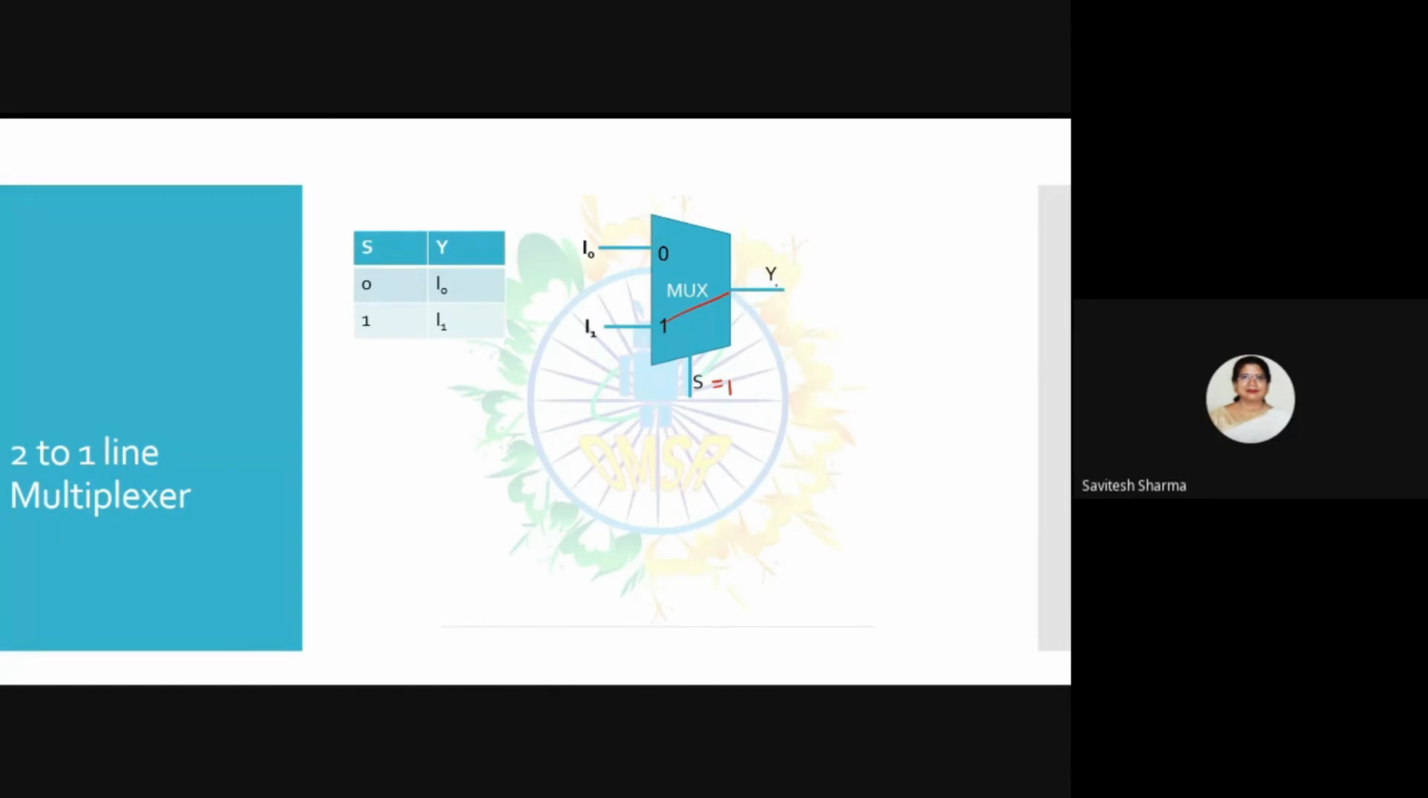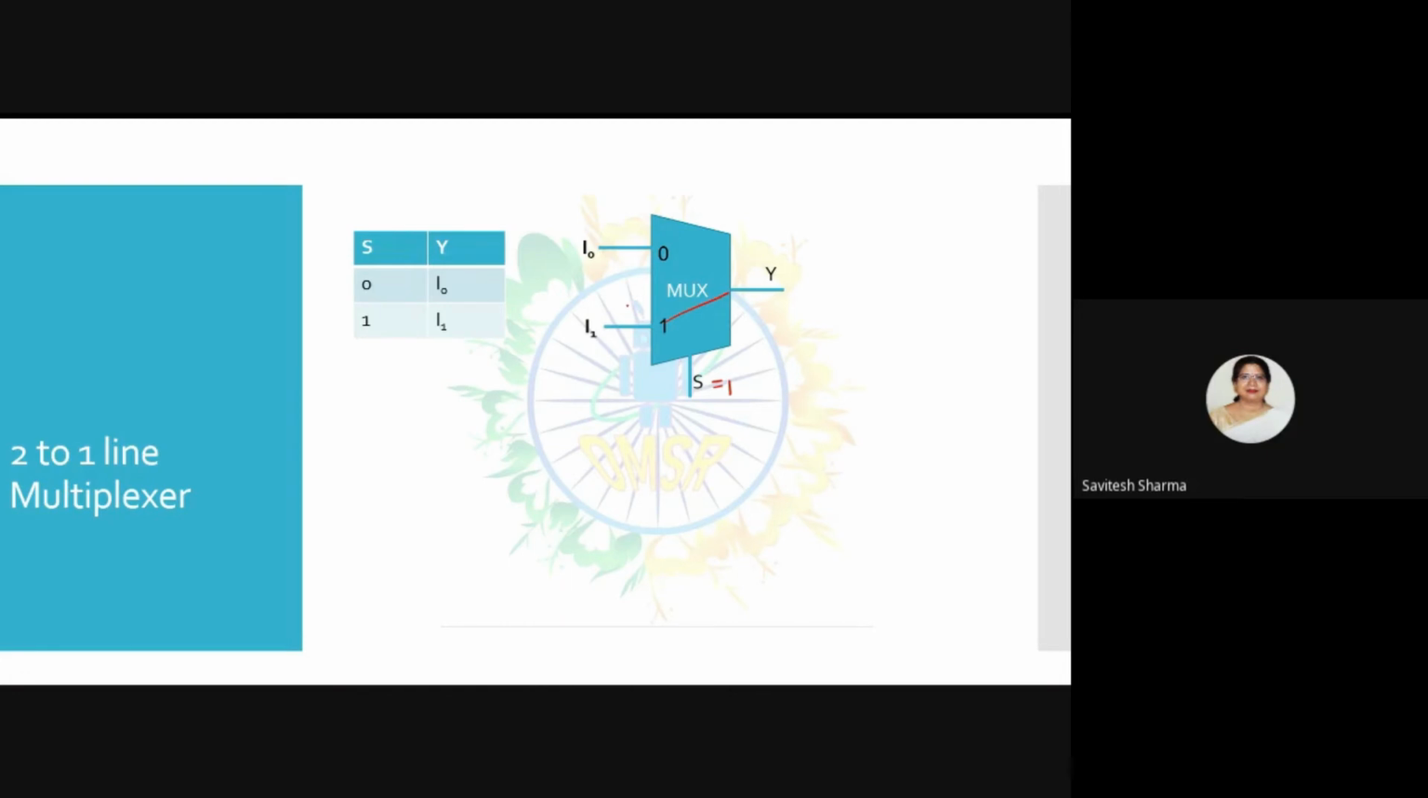The same concept I will use to draw the truth table. Here, as I said, if S is 0, I0 will appear, so I am writing I0. Whatever I0 is, it will appear at the output. So you can see that S is actually deciding whether I0 will appear or I1 will appear. It is telling who will connect with the output, so your input information will appear at the output.